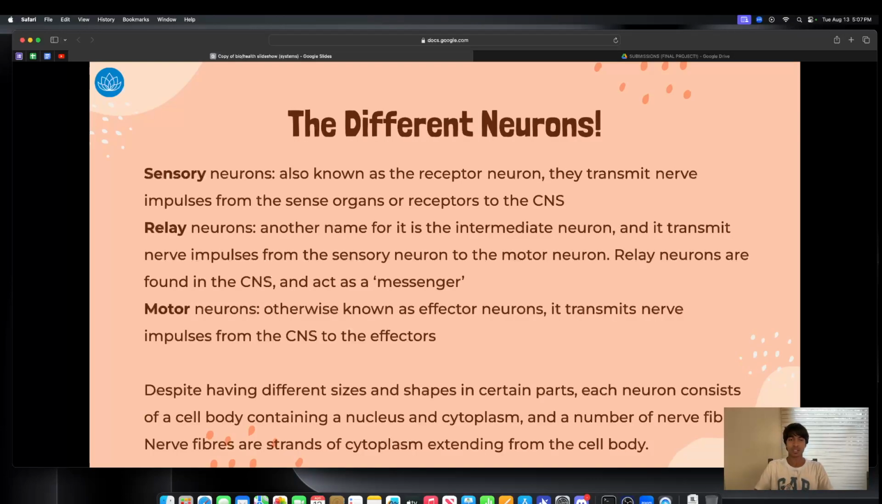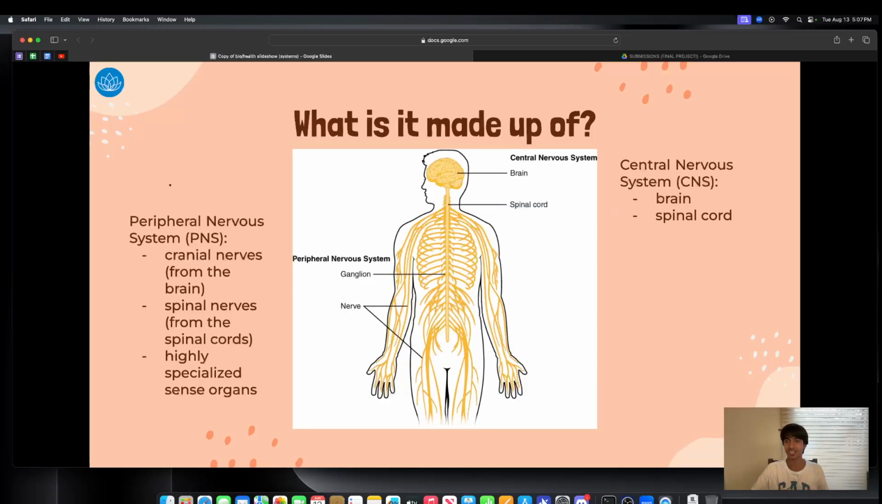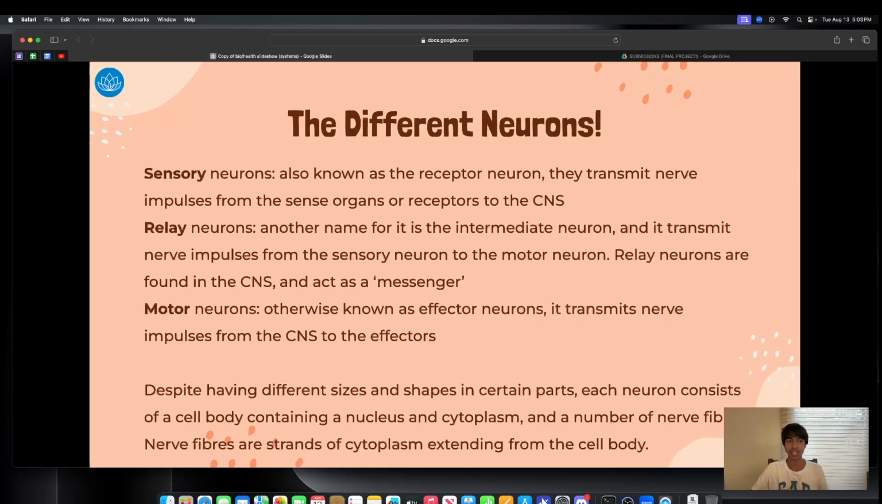So here are the different neurons. Sensory neurons, also known as receptor neurons, transmit nerve impulses from the sense organs or receptors to the CNS. Relay neurons, also called intermediate neurons, transmit nerve impulses from the sensory neuron to the motor neuron. Relay neurons are found in the CNS and act as messengers. As you know, the CNS consists of the spinal cord and the brain. And then the motor neurons, otherwise known as effector neurons, transmit nerve impulses from the CNS to the effectors. So motor neurons are basically making your body move, right?